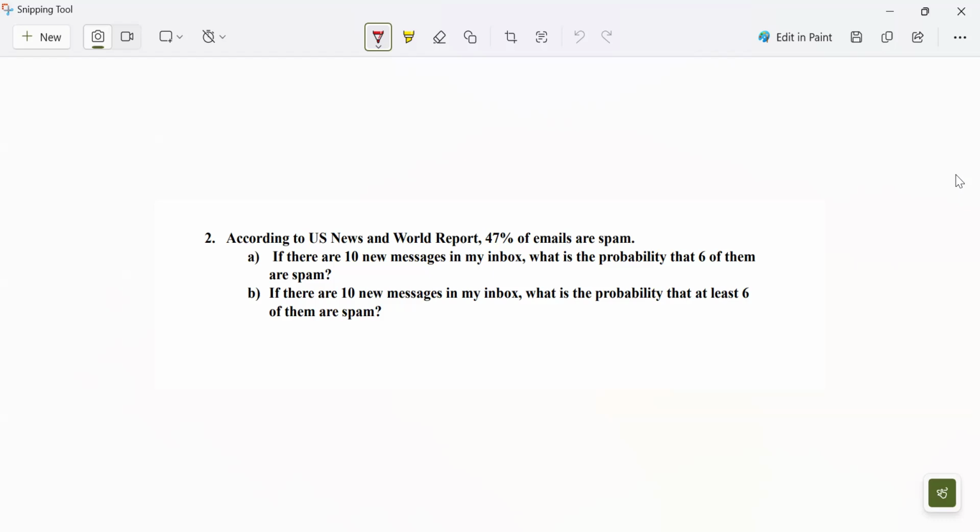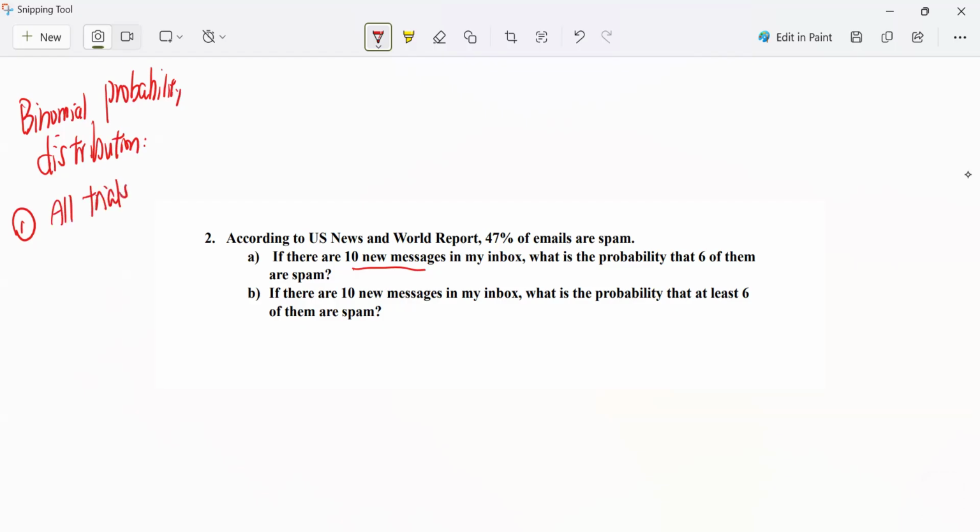So this question is about the binomial probability distribution. We have to check all four conditions. First one is that all trials are independent. So here we have 10 new messages. All trials are independent if we pick a simple random sample. Then all these trials are independent.